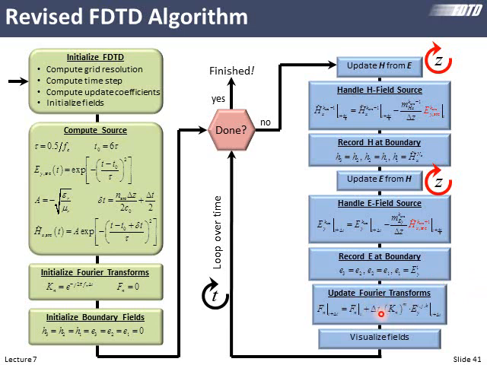Here I'm explicitly showing the dt, but we could not include that here and incorporate it after the loop is done, after the time loop. But I'm showing it here. Then maybe we visualize the fields, and this just keeps iterating. Update h from e, handle the source, update e from h, handle the source, Fourier transforms, visualize the fields, and we just iterate until we're done. So that's our revised FDTD algorithm with the perfectly absorbing boundary, with the total field scatter field source, and with Fourier transforms.